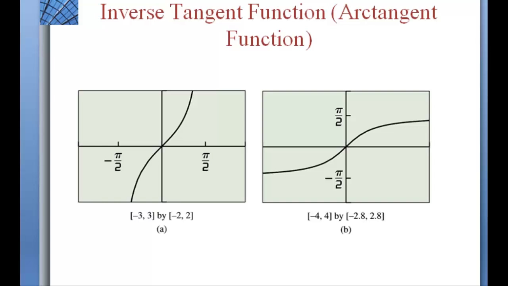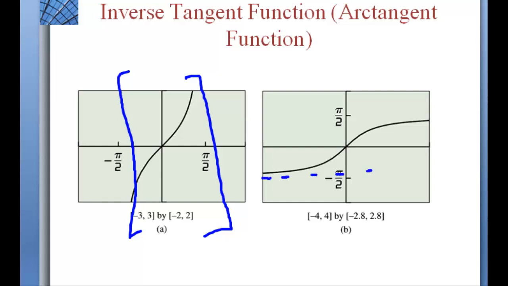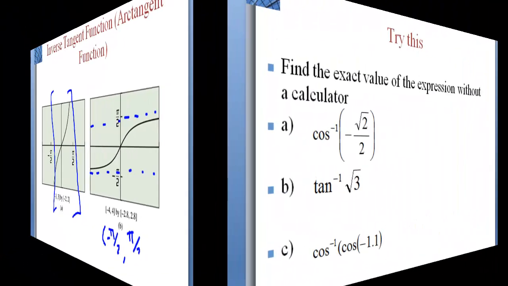For the tangent function, to find our inverse, we'll just take one of the segments of the tangent function. And when we switch the x and y, we'll go from negative pi over 2 to pi over 2, the same range as the arc sine. However, we will have horizontal asymptotes here, so the range actually does not include negative pi over 2 and pi over 2. Let's take a look at these.